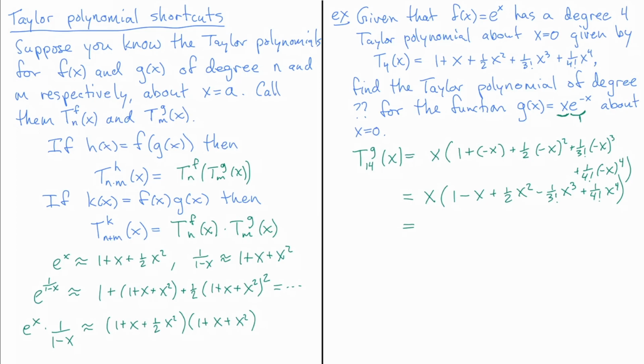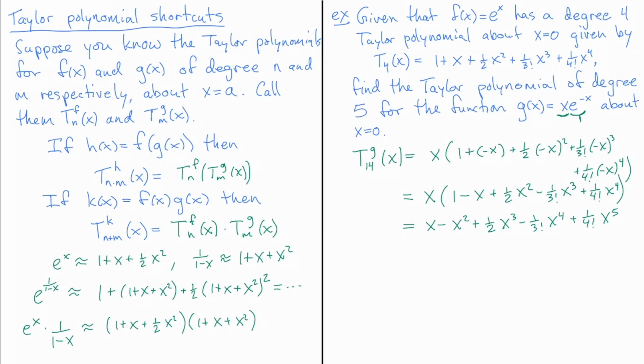So now multiplying through, we can see what we're headed for. That's why I modified that statement in the question. Plus 1/2 x cubed minus 1 over 3 factorial x to the 4 plus 1 over 4 factorial x to the 5. So here, if the question had asked for a Taylor polynomial of degree 5, then this would have been the answer.